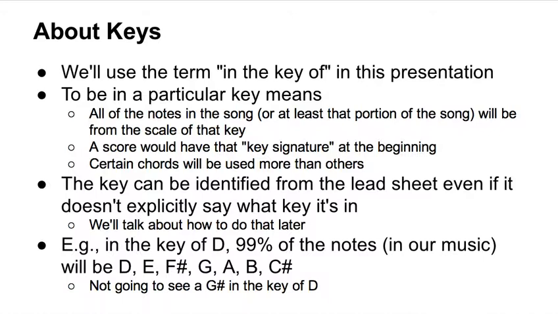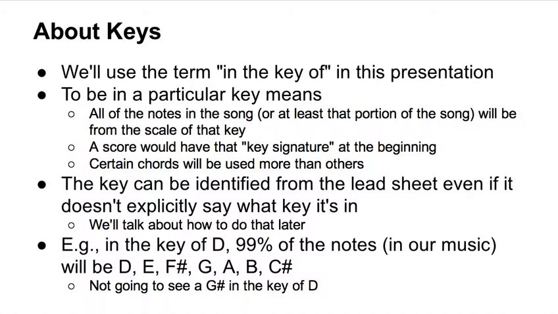And then if you had a musical score instead of a lead sheet, it would have that key signature at the beginning. So it would have F sharp and C sharp marked. And then it also means that certain chords will be used more often in the song than others. In the next presentation, we'll actually talk about which chords those are and how you can identify the key of the song even if the lead sheet doesn't say it.